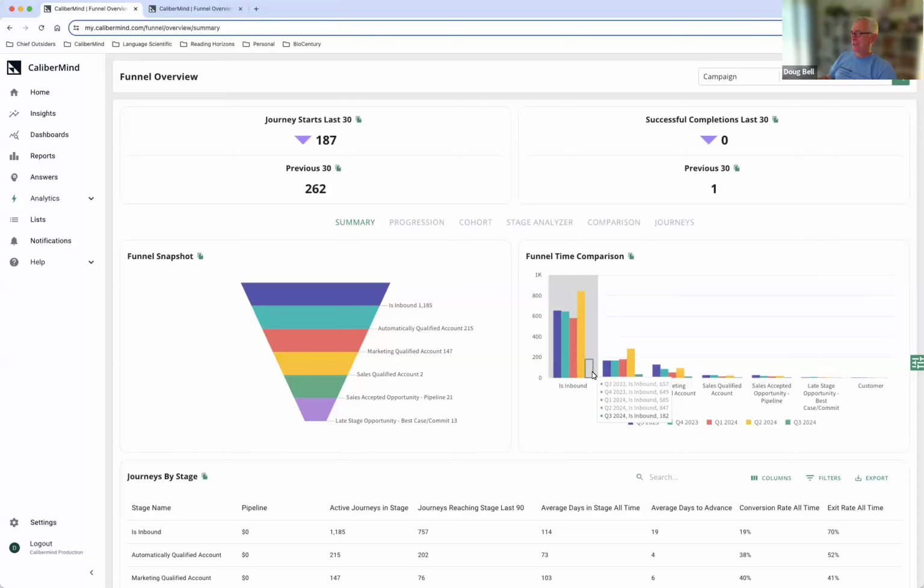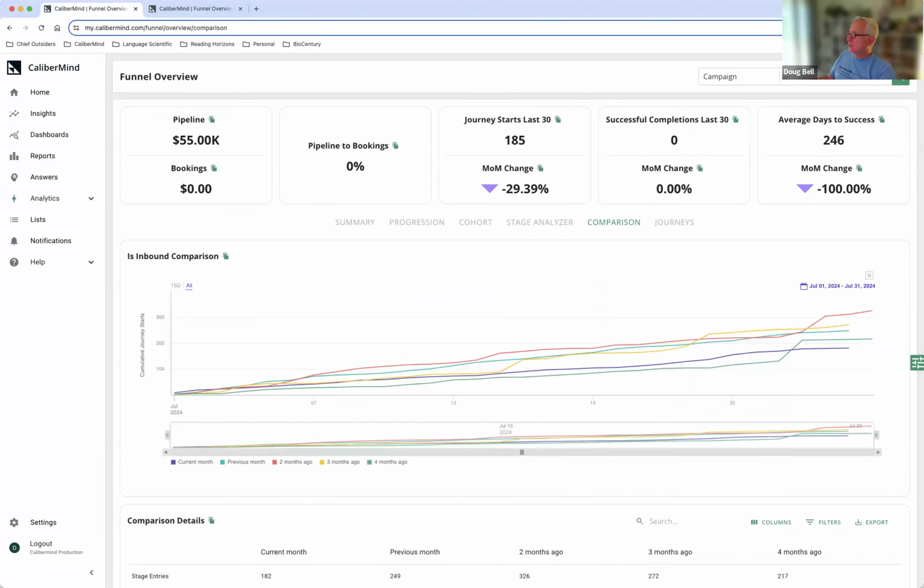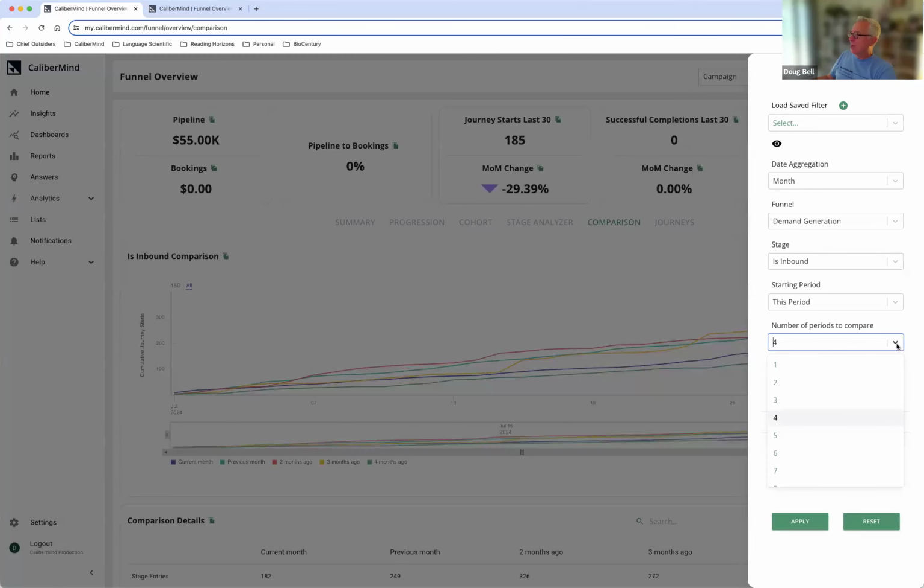So I'm wondering, how am I doing? Am I actually squaring to where I should be? Is it just July? In other words, how is seasonality affecting me? Well, comparison is a great way to go figure that out. So I'm going to pop over to the comparison tab here. What I'm going to do is I'm going to take a look back. I'm going to go back 5 periods. I'm going to look at this on a quarterly.